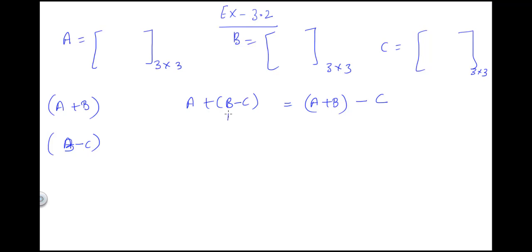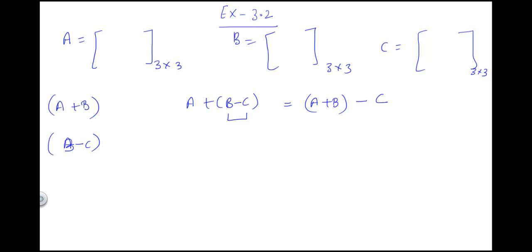C. So first of all, find B minus C: subtract the corresponding elements of B and C, you get another matrix, and that matrix is to be added to matrix A. Similarly, on the other side, that means the right hand side, you first add matrices A and B, adding the corresponding elements of both matrices, and from whatever matrix you get, you subtract the elements of matrix C. Clear? This can be done. Question number 5 also can be done by you.